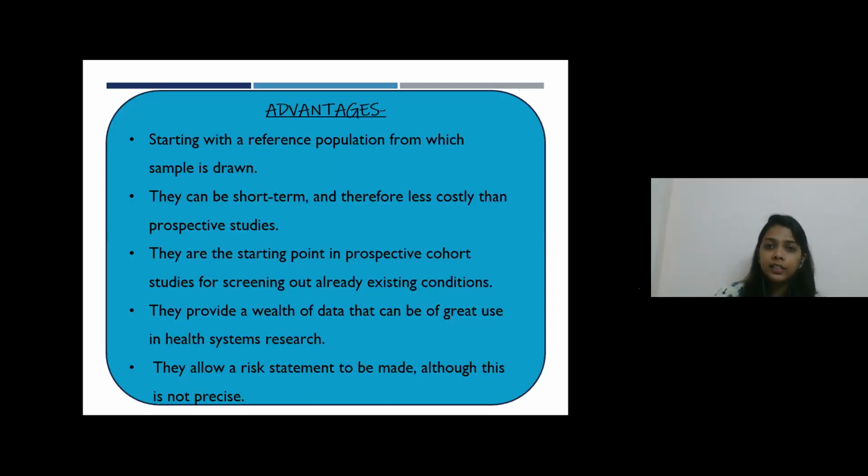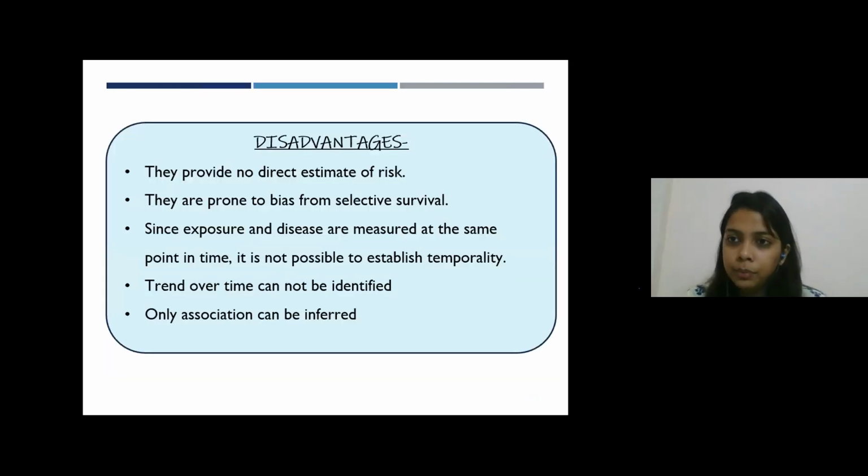The advantage is it starts with the reference population, because ultimately whatever conclusion you make, it has to be generalized to that entire population. So your sample should be a representative of your population, and here you're drawing your sample from your target population. They are short term, so they are less costly, and they can be used as starting points when you're doing a cohort study. They provide quite a bit of data, and they allow a risk assessment to be made, although it's not very precise. But they do have some disadvantages.